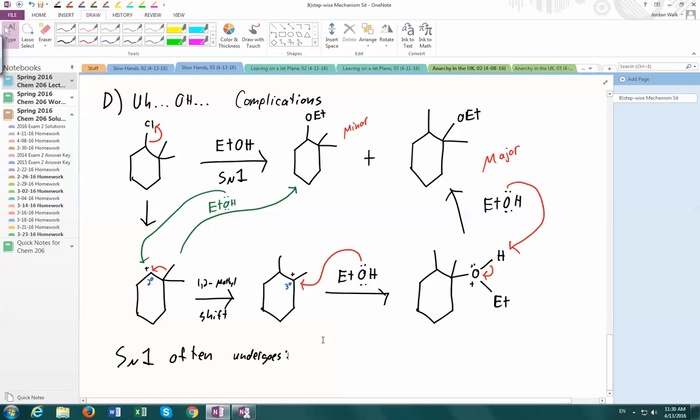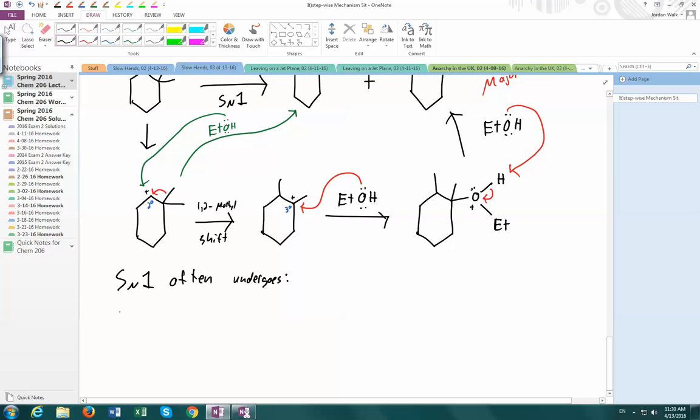undergoes one-two shifts, and then we'll also say that it often undergoes proton transfers. Are we ever going to see any 1-2 shifts in an SN2 reaction? Never, because we don't form a carbocation in an SN2 reaction, so it's only an SN1 reaction that we'll see a 1-2 shift take place. But sometimes it's possible to see a proton transfer in an SN2, and so this isn't just in SN1s. We'll say SN2 can as well.